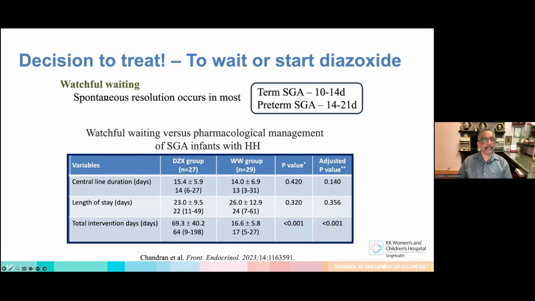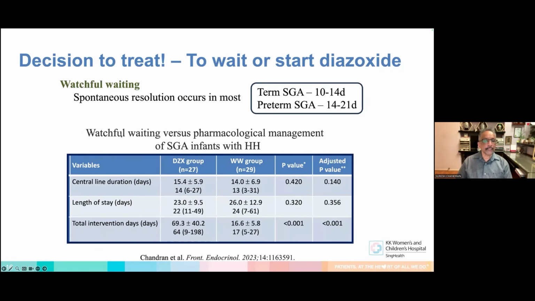I always stress on delaying the treatment with diazoxide because of the chances of spontaneous resolution. We know that infants of diabetic mothers can resolve within 5 to 7 days, so there is no justification to give diazoxide to these babies. Term SGA babies resolve in 10 to 14 days and preterm SGA babies in 14 to 21 days. This is what we studied.